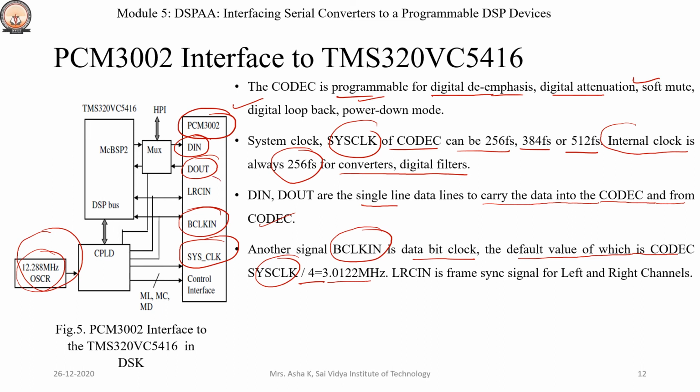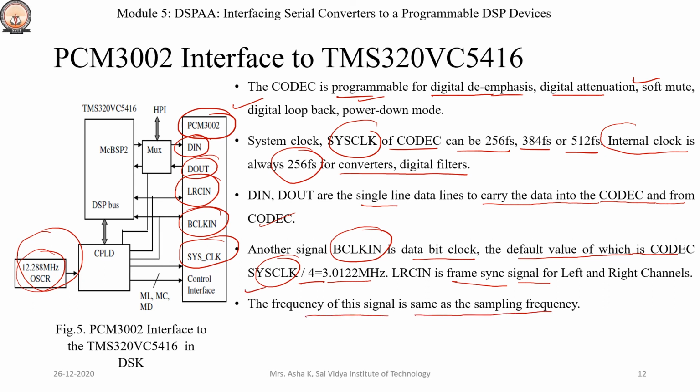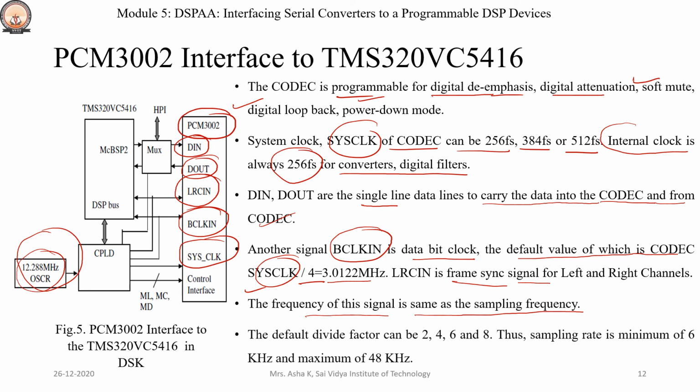We also have LRC in. It is called the frame synchronization signal for left and right channels. The frequency of this signal is the same as that of the sampling frequency. The default divider factor can be 2, 4, 6 and 8. Thus sampling rate is minimum of 6 kHz or maximum of 48 kHz.